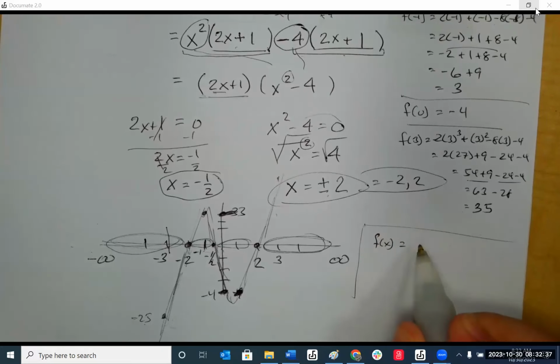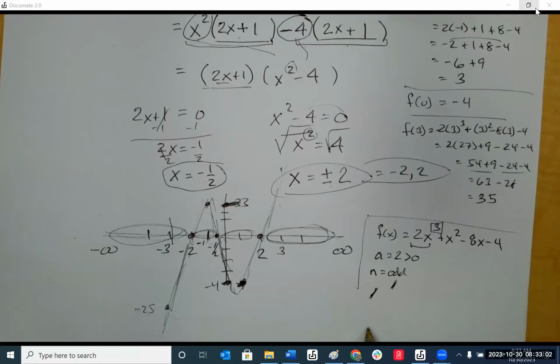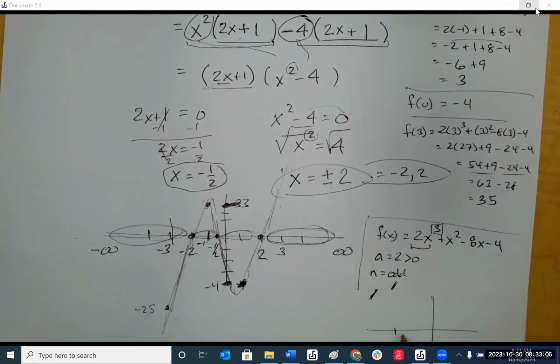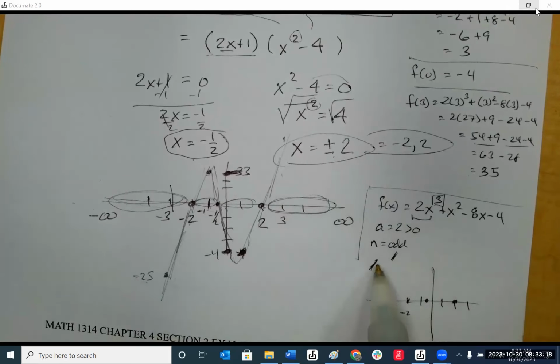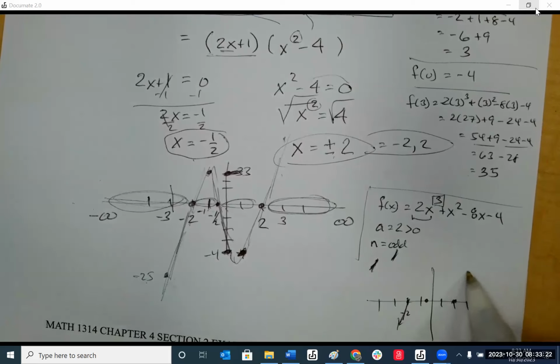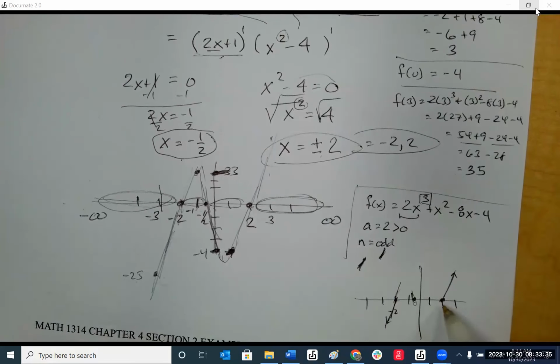Now, with what we talked about last section, look at the leading term. A is 2, so it's greater than 0. The degree is odd, so the ends point in opposite directions. The left side goes down, the right side goes up. The x-intercepts are at negative 2, negative 1/2, and positive 2. We have to work that out. So we know the end behavior is on the left side it goes down, and the right side it goes up. The multiplicities are both odd, so they cross. This one crosses, this one crosses, this one crosses.